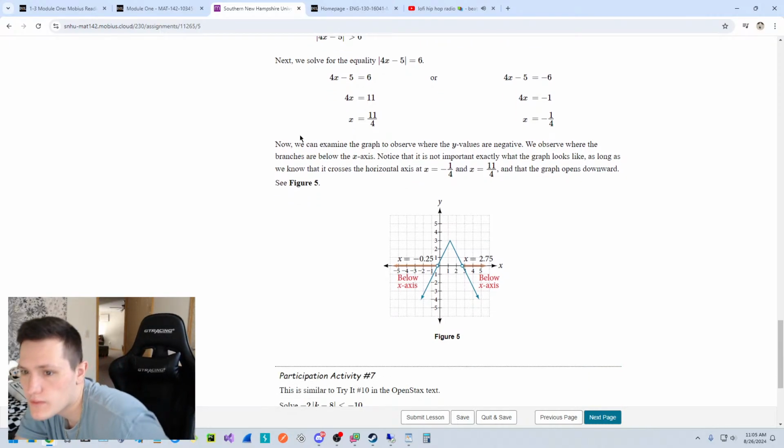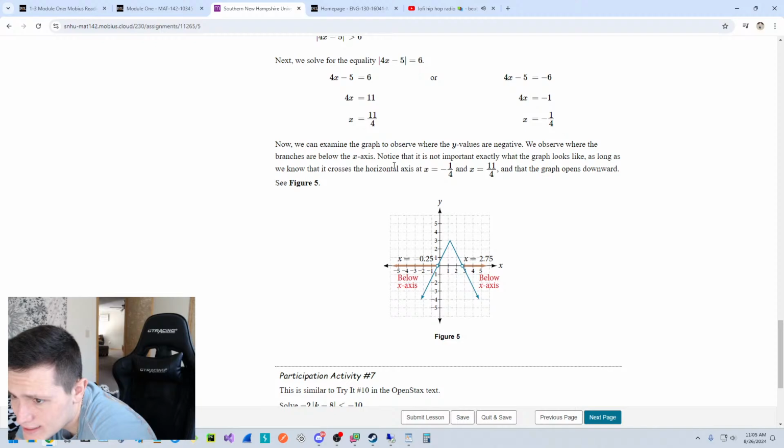Oh shit. Now we can examine the graph to observe where the y values are negative. We observe where the branches are below the x-axis. Notice that it is not important exactly what the graph looks like, as long as we know that it crosses the horizontal axis at x equals negative 1 and 4. So this would be 1/4, and then this would be 11/4. That it opens downward.